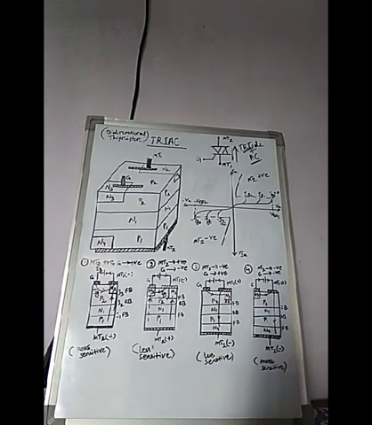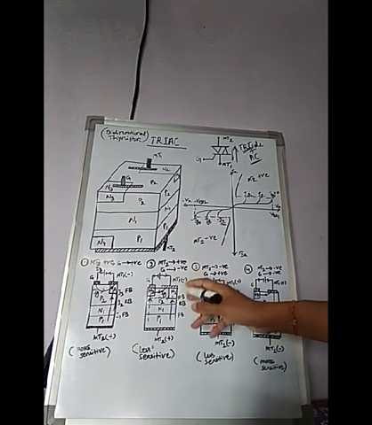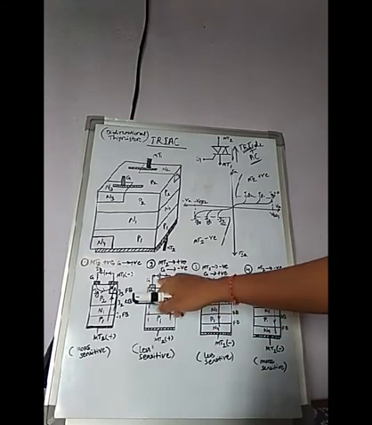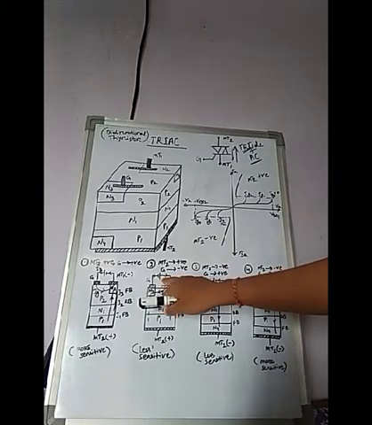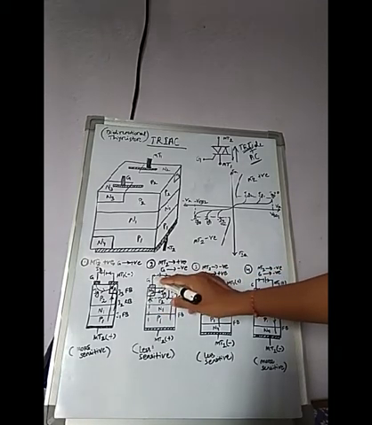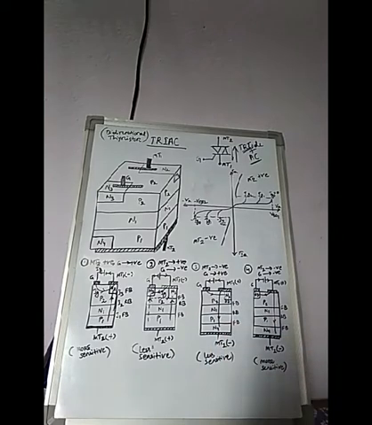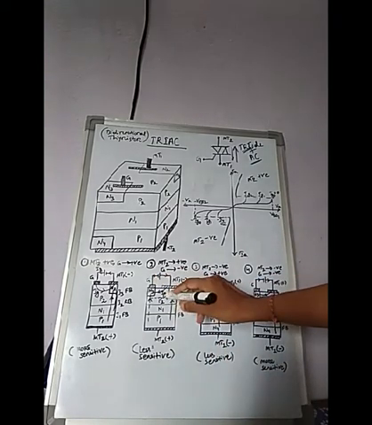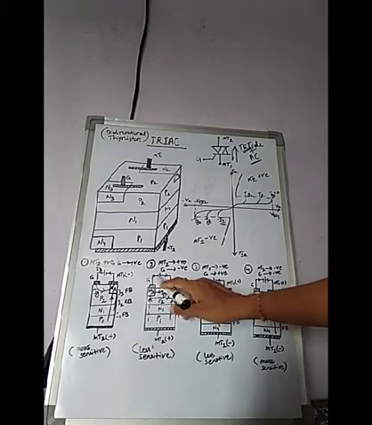Let's see. When the gate terminal is negative, I change this battery, so now this side is positive and this side is negative, that means the gate is negative. So when the gate is negative, the IG direction is like this, and the arrow mark represents the gate current.